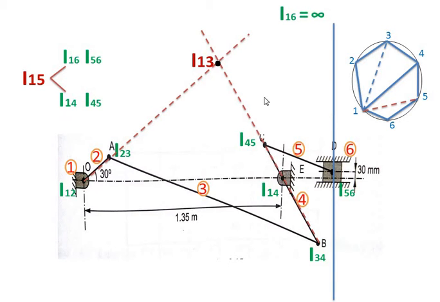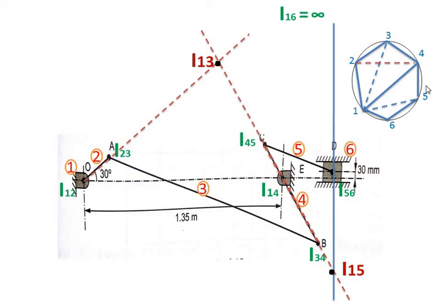And 1-4 and 4-5, so this is 1-4, 4-5. Extend this. We have to get the intersection of this line with this vertical line. So this is the location of I15. Like this we have located I15.